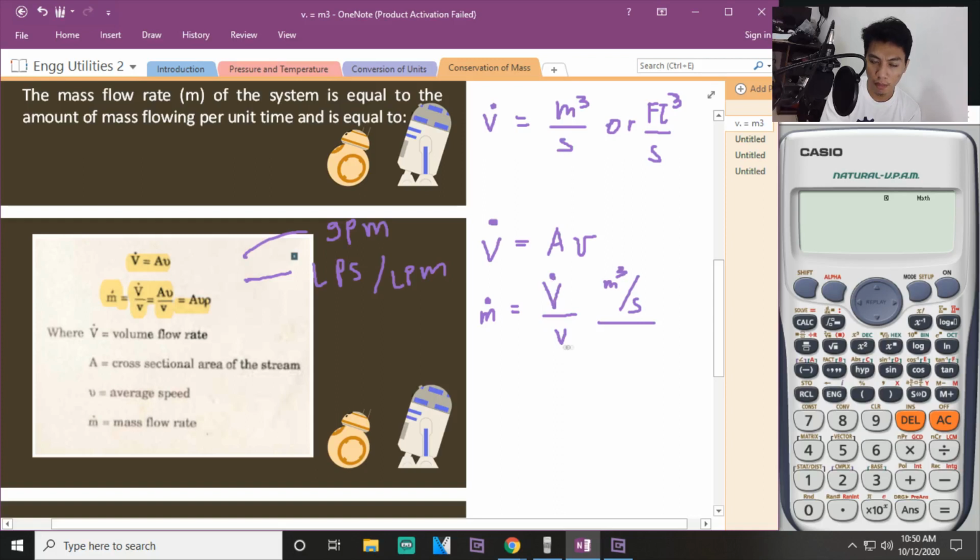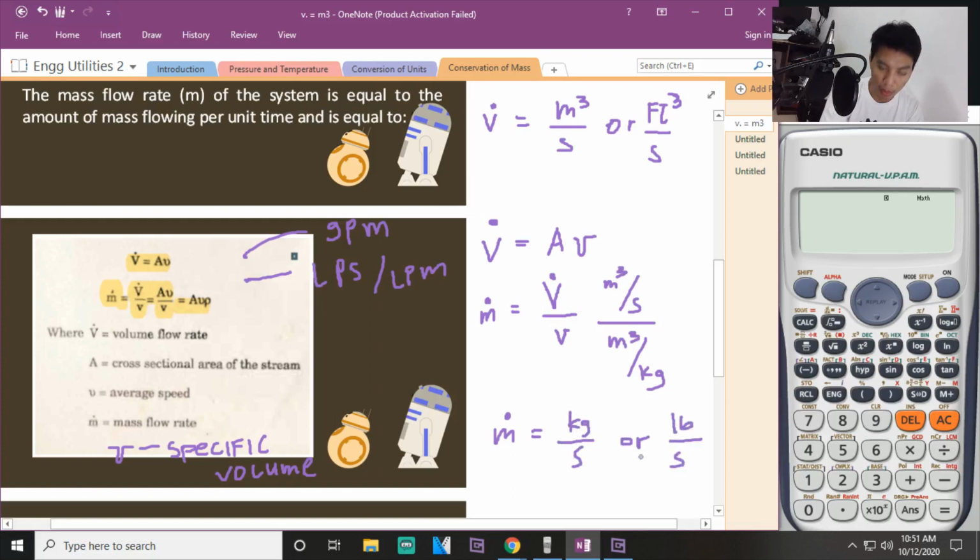Mass, volume, para maging, excuse me, this is in specific volume. Okay? Ito is yung maliit na V, specific volume. Yan. That is in meter cube per kilogram. Therefore, ang lalabas na unit sa'yo ng mass flow rate will be in kilogram per second or pounds per second. Yan lang yan.